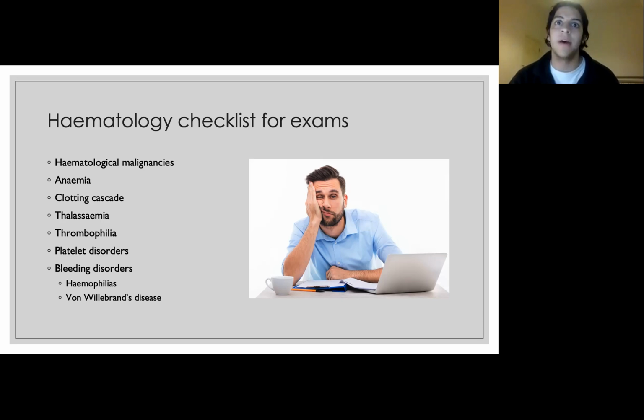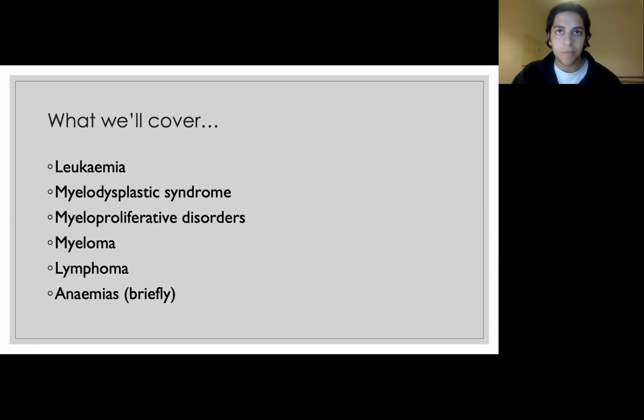So today we're just going to be focusing on the top two, hematological malignancies, and there are a few slides at the end on anemia. I'm not going to go into it in great detail because there's quite a lot to it, but I'm going to give you a few points that I think would be useful for the exam. So essentially what we'll cover is leukemia, myelodysplastic syndrome, myeloproliferative disorders, myeloma, lymphoma, and very briefly anemias.